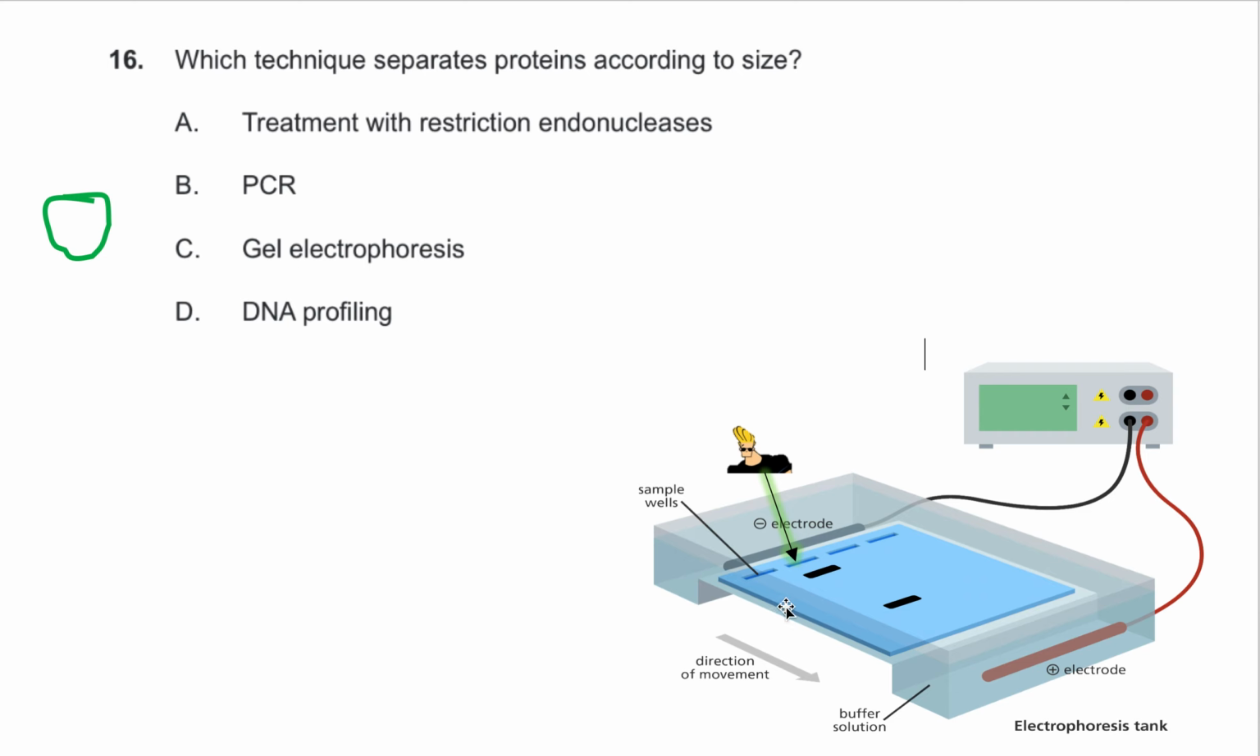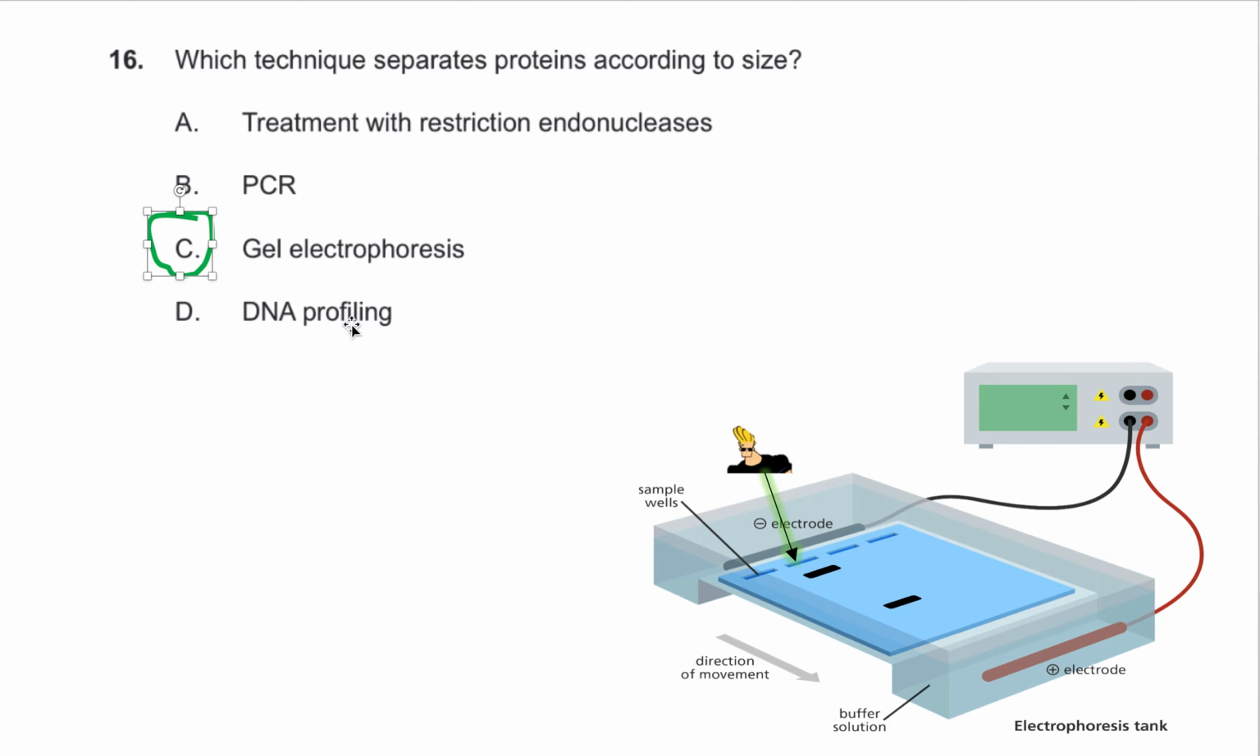Because after this experiment, you can tell which protein is heavier. The one that traveled furthest is lighter, and the one that traveled least is heavier. Okay, why is the last one incorrect? DNA profiling separates proteins according to size.